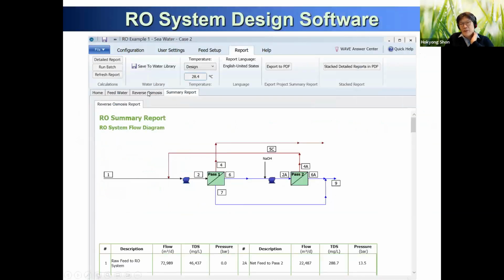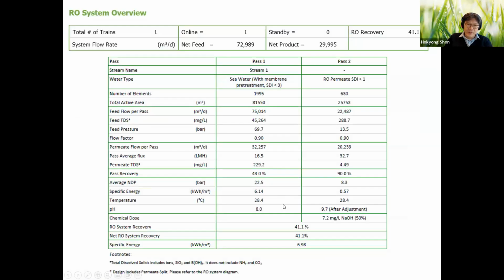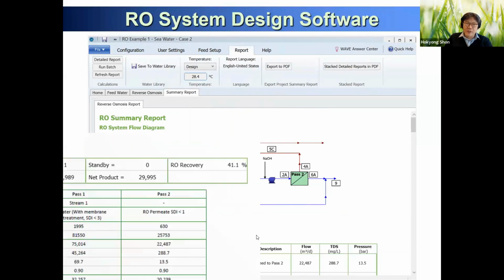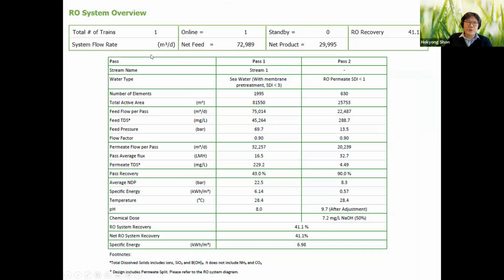And based on all your adjustment of the chemical, you can summarize your report. So you have feed water, pass one, pass two, then they recirculate, and then what's the change of your flow rate, TDS, pressure. So this report will show you a very detailed overview. So what's the first stage, first pass, second stage, second pass.